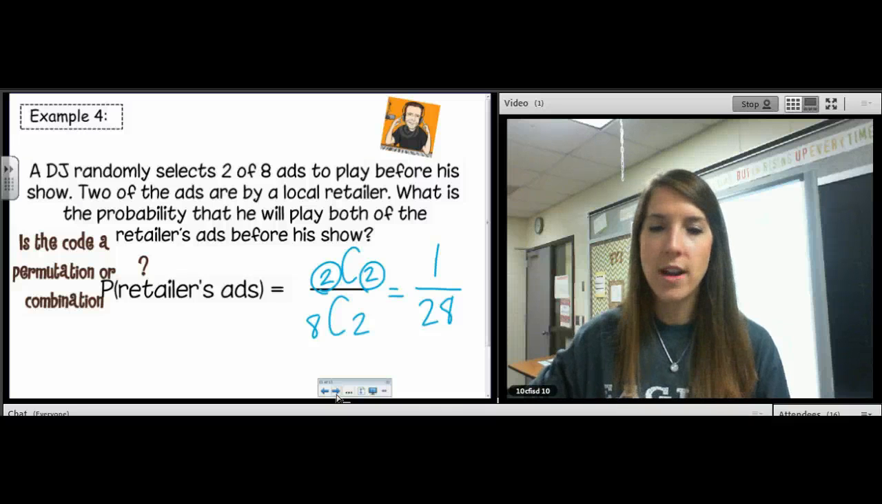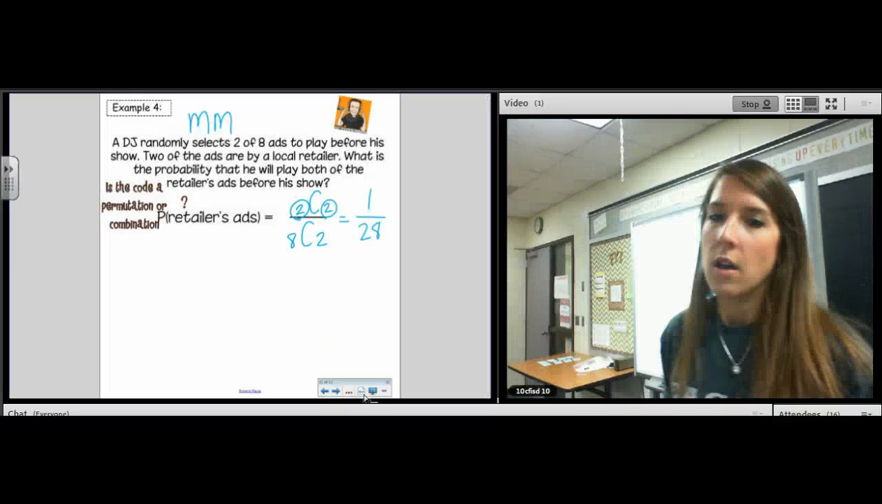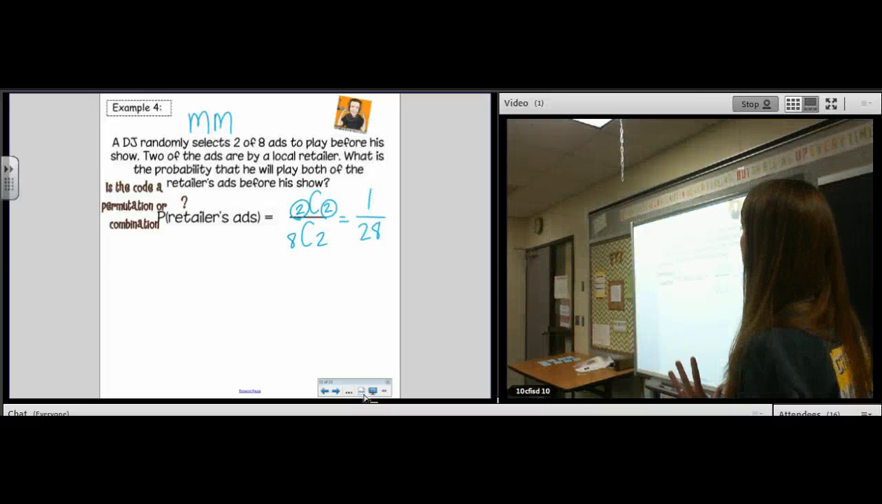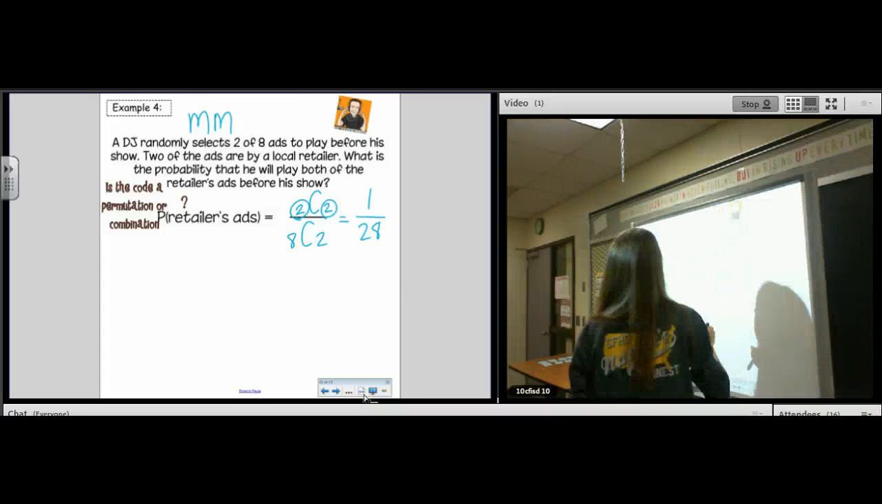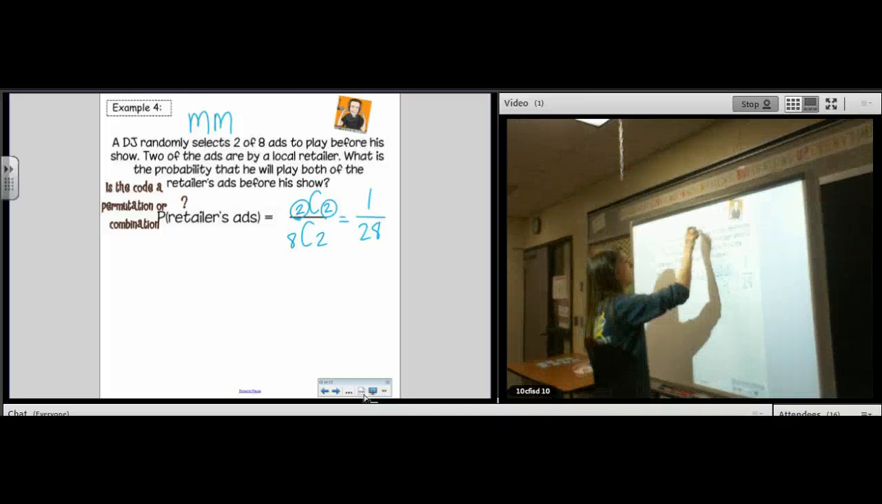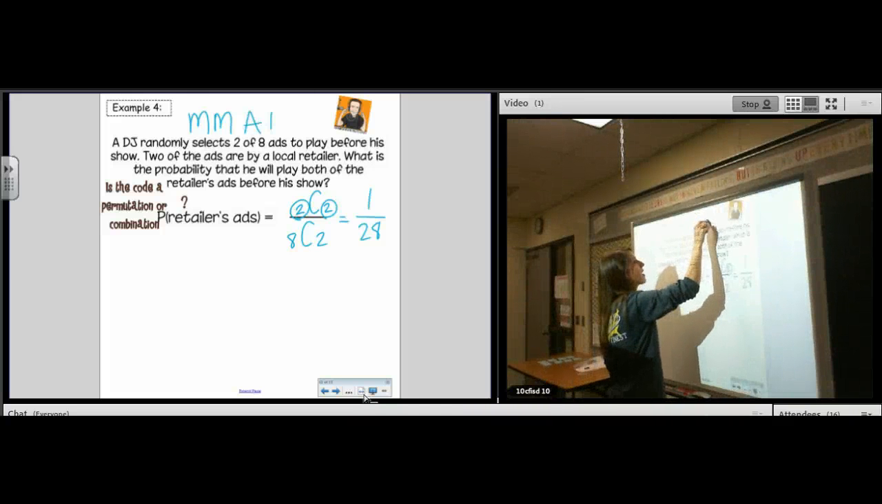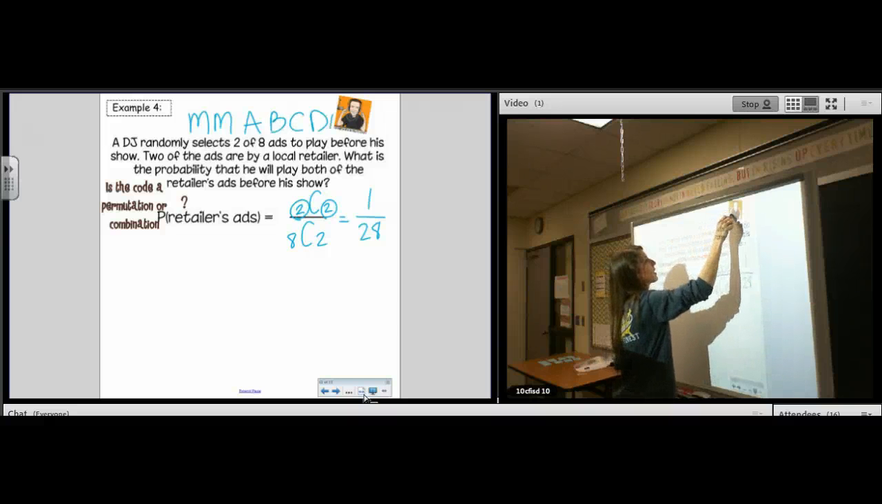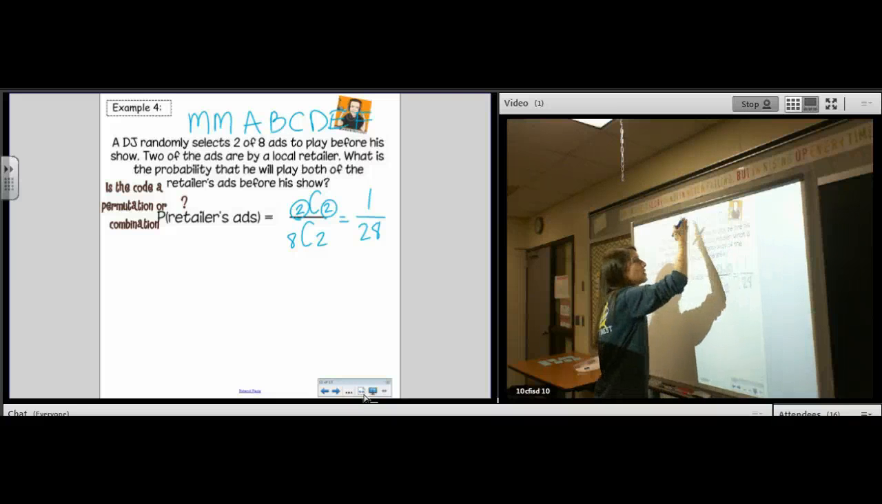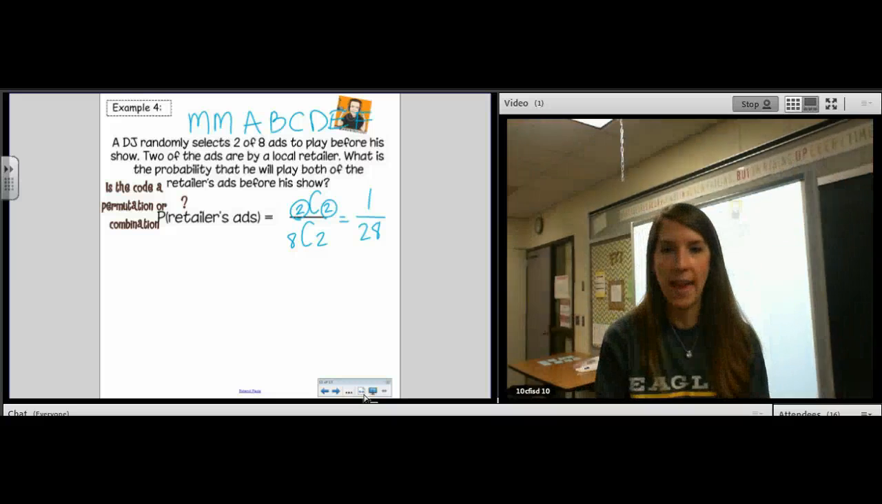The numerator is one. Okay, so there's 8 commercials, and let's say 2 of them are McDonald's, and I'm just going to put other letters for the other ones. That's commercial A, B, C, D, E, F. So there's all the different commercials he could play.